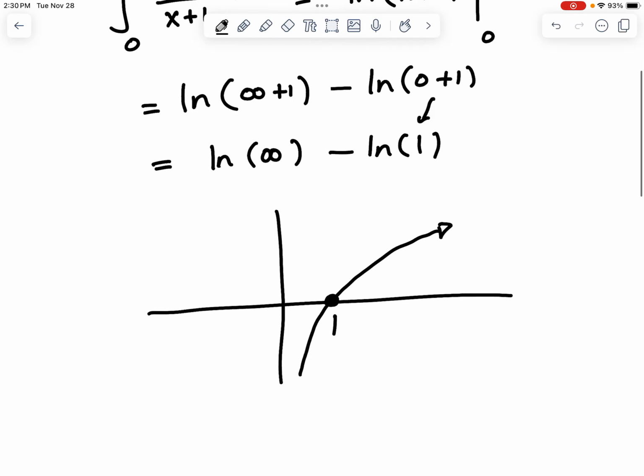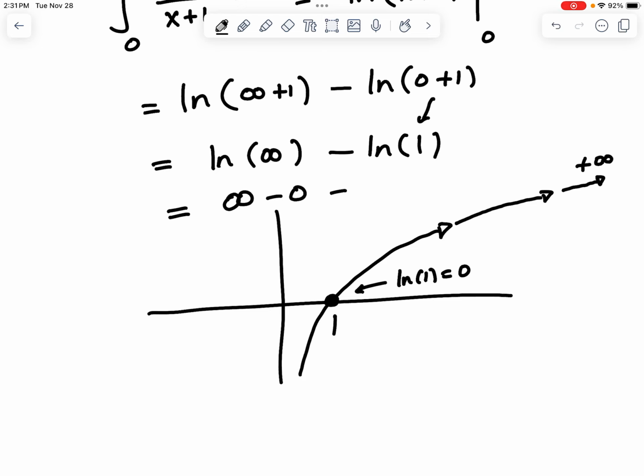So natural log of infinity means as you watch the natural log function, where's it going? And it just keeps going up and up. It does not do it very fast, but it does go to infinity. So it's on its way to positive infinity. And then for natural log of 1, well, that's where it's crossing the x-axis. So that means the natural log of 1 is equal to 0. So this is going to be infinity minus 0, which equals infinity. And that is definitely diverges.